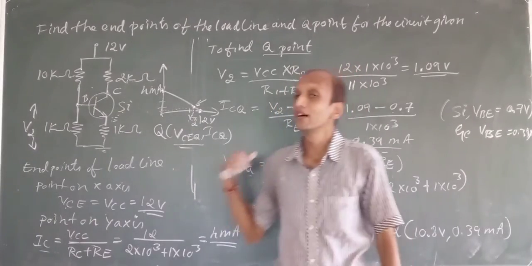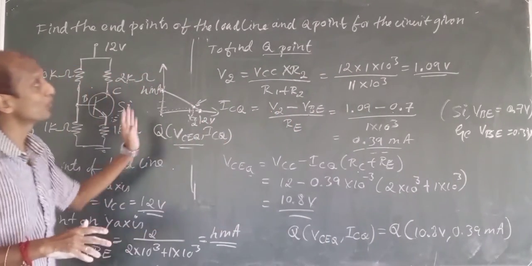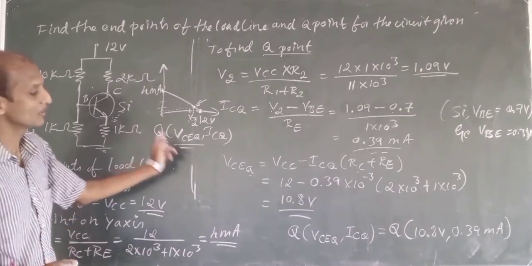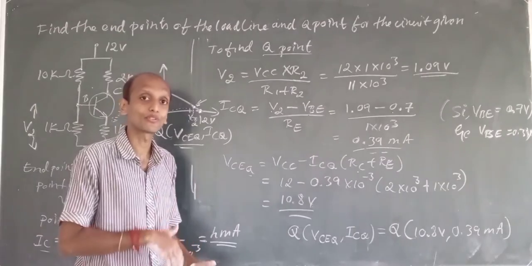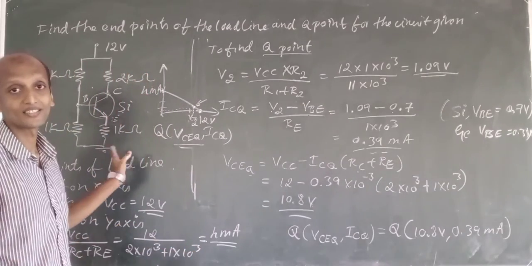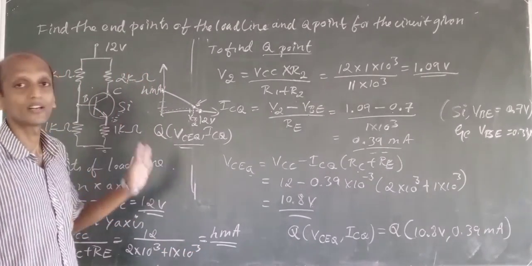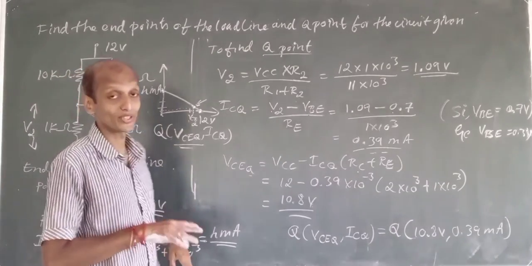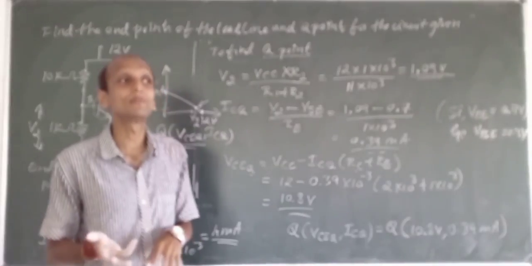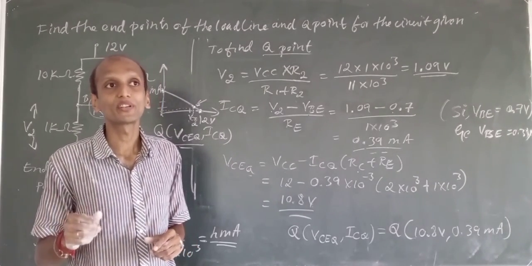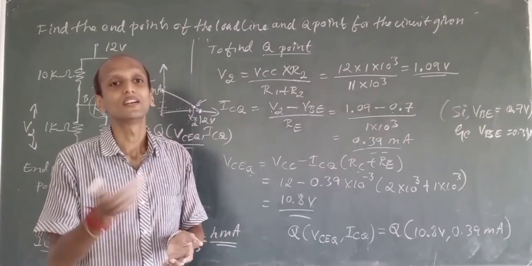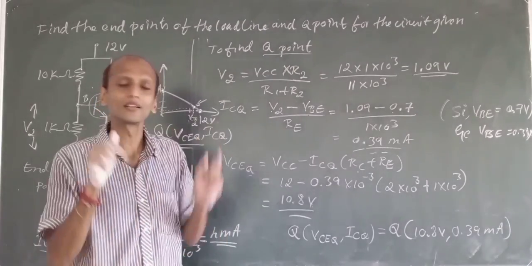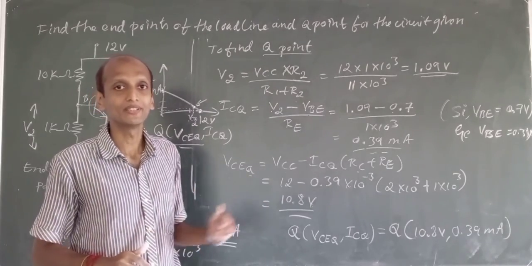So this is all about the Q point analysis, the endpoints of the load line that you have to find, and the coordinates of the Q point that you have to find by this formula. This is a 5 marks problem and a very important problem that we have to consider. This is all for today's class, and next class we will be seeing some important things about the leakage current, and that will be the last class for the second chapter. Okay, yes.